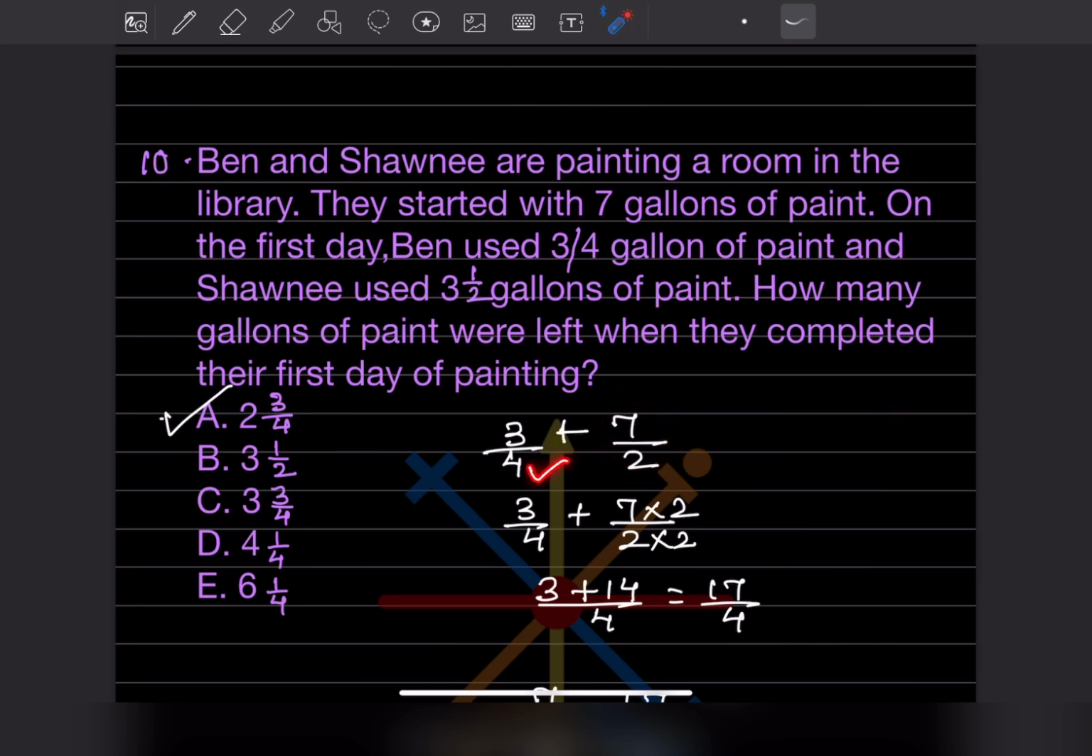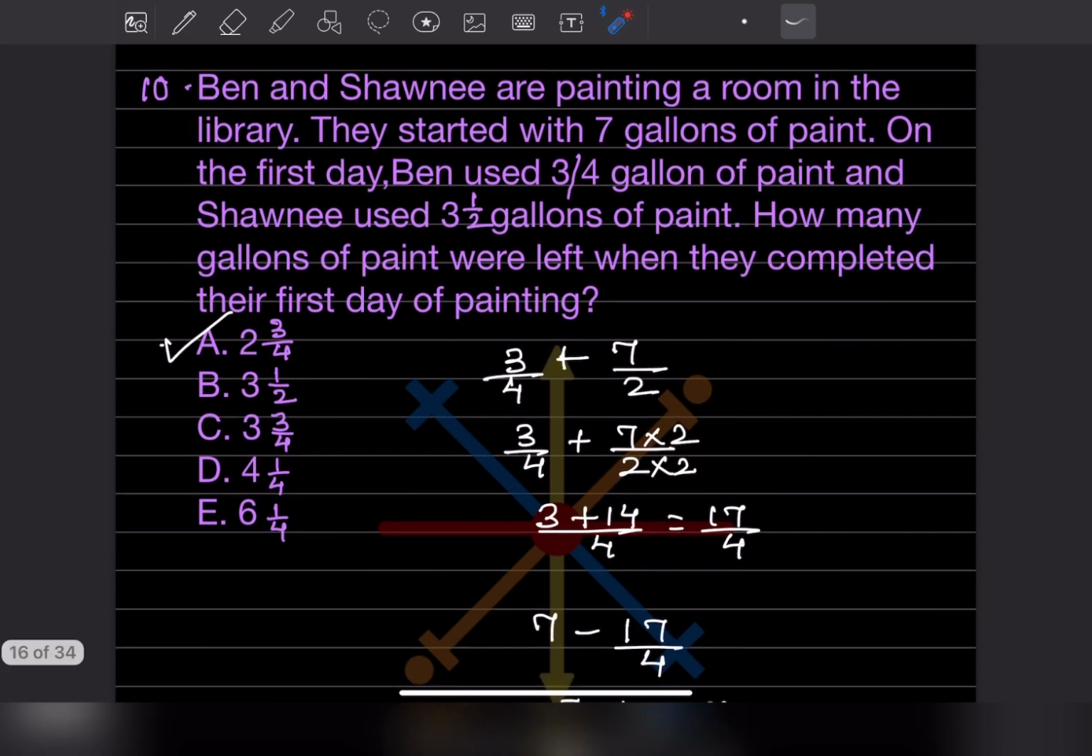Now what you can see, the denominators are different. We have to take the LCM. So this is going to be 4. This already has 4 over here. So this you should multiply by 2. Since you have multiplied this by 2, this also should be multiplied by 2. So this will be 3 plus 14 divided by 4. So this will be 17 by 4.